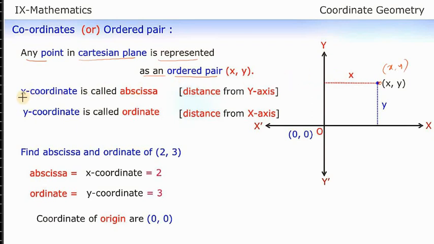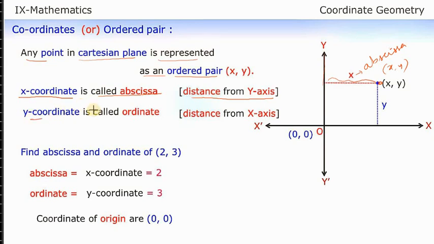Here, in this concept, the x coordinate is called the abscissa. The x coordinate is called an abscissa, that is the distance from the y axis. So this is the y axis. From this y axis, the distance of the point is what we call the x value. The x value is called the abscissa.